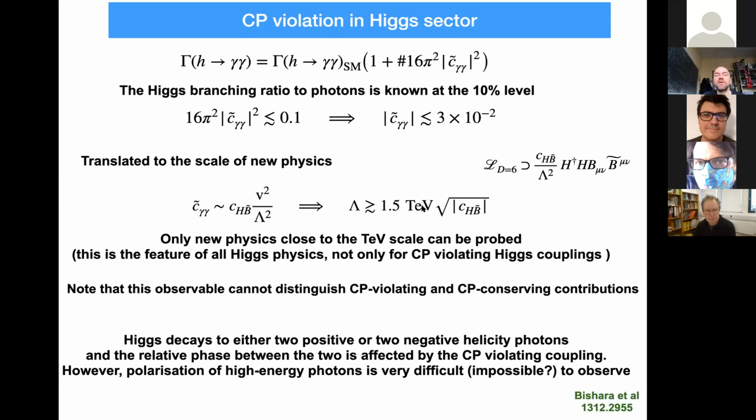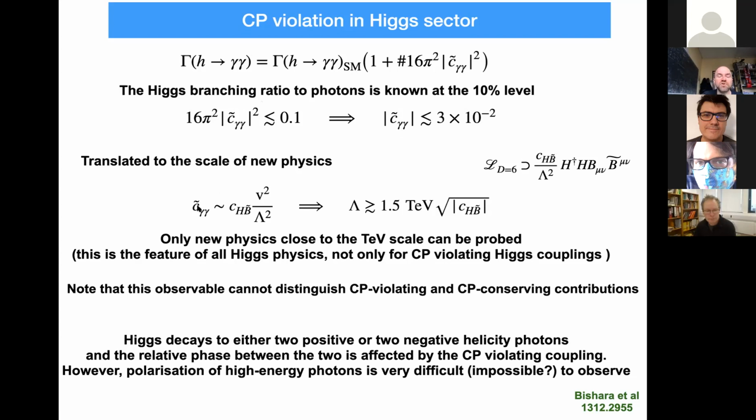So what does it mean? We just do a simple analysis. We know the Higgs to gamma gamma width with a precision of the order of 10%, which means that we can put a constraint on this C twiddle gamma gamma coupling of the order of 3 × 10⁻². So give or take a factor. This is a very, very approximate calculation. This is just to make a point, not to set real limits.